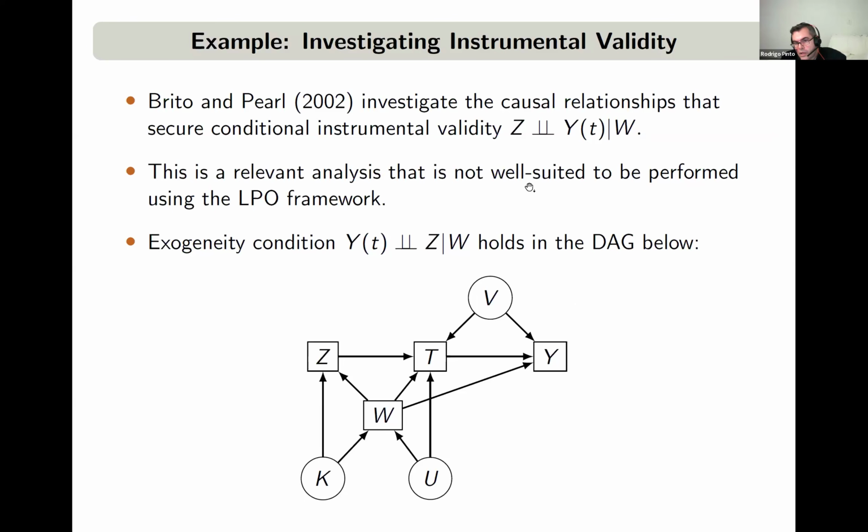So another drawback of the language of potential outcomes is that sometimes you would like to investigate, for instance, the validity of the instrument conditional on some variables W that are also pre-treatment variables. And it's quite hard to think about what type of causal links still generate a valid instrument without actually laying down the causal assumptions behind the variables, using only these independence conditions of the language of potential outcomes. For instance, in this causal model here, it is true that Y_T is statistically independent of Z conditional on W.